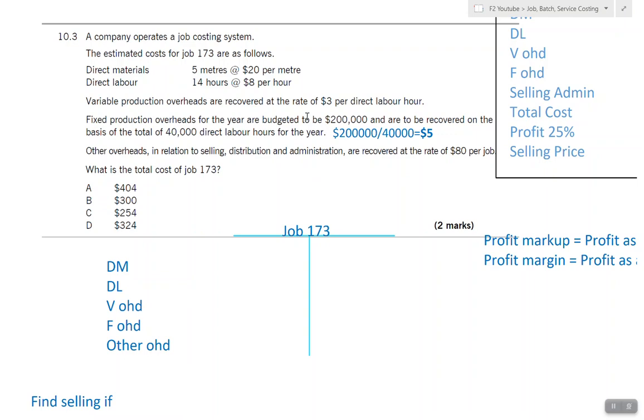Production overheads for the year are budgeted to be 200,000 and are to be recovered on the basis of 40,000 direct labor hours. Remember, this 3 was variable overheads and this one is fixed overheads. So we are using 40,000 total hours for 200,000 total cost, which gives us 5 per hour. Other overheads relating to selling, distribution, and administrative overheads are recovered at the rate of 80 per job. So they are a specific $80 per job, no problem there.